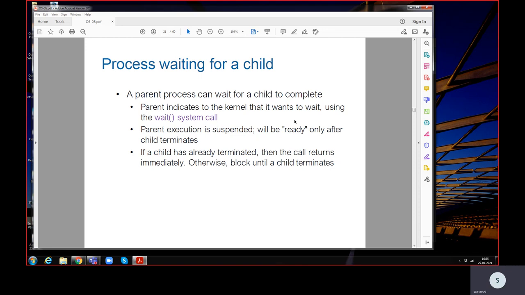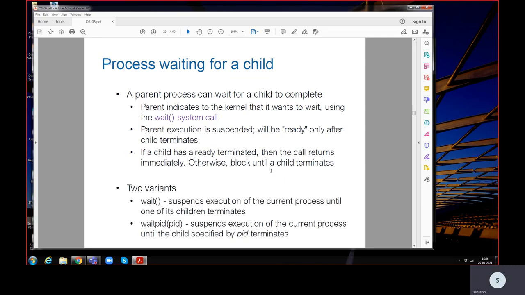So I think you know what blocking and non-blocking calls are. If not, just look up these two terms. A blocking call is where the execution of a process is temporarily suspended until that function returns. That's a blocking function call. And a non-blocking call is where the call returns immediately. So here, this wait is an intelligent kind of function. If the child has already terminated, then the call returns immediately. Otherwise, the wait system call blocks until a child terminates.